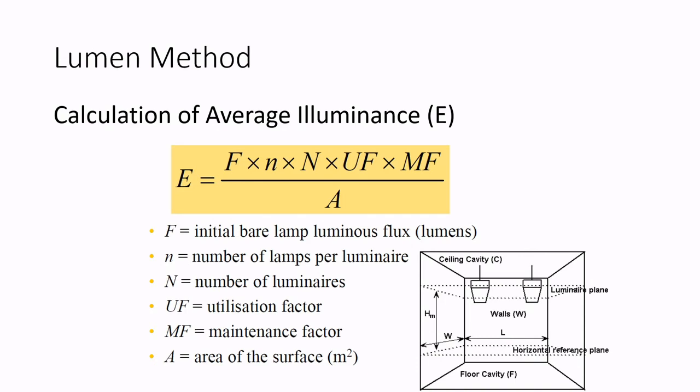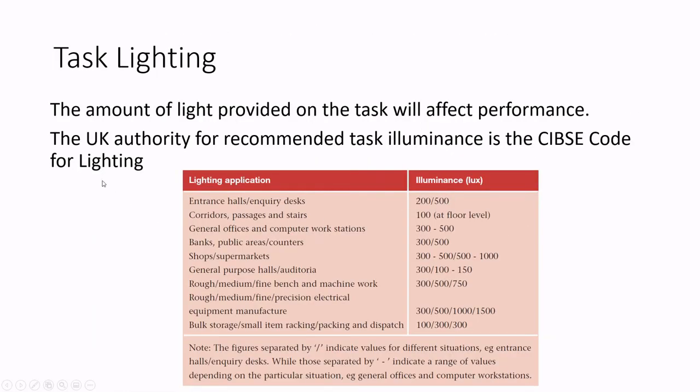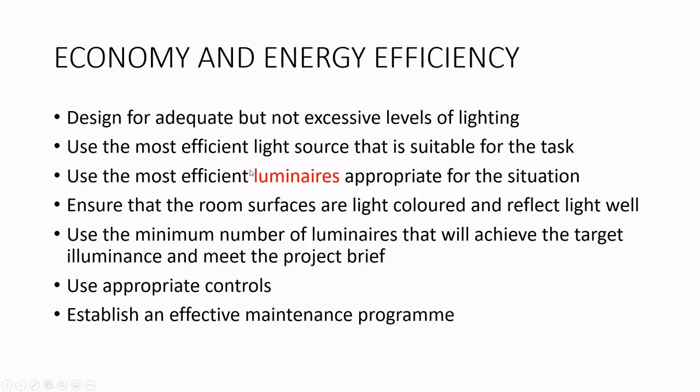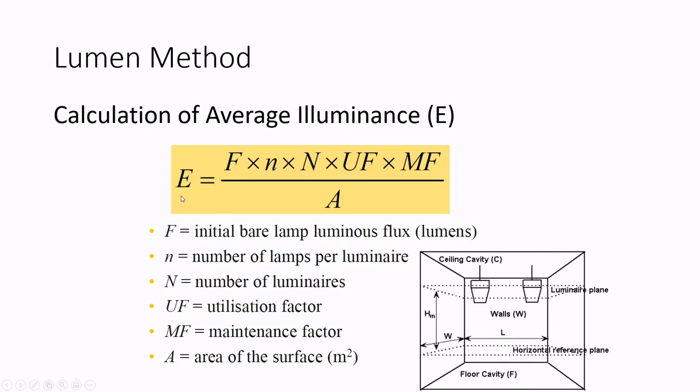But we already know this value. Remember, earlier in task lighting, the CIBSE specified illuminance values for all the applications. So in this equation we know this value. What we don't know are these small n and capital N values. These are the number of lamps per luminaire and the number of luminaires. Number of lamps per luminaire you can select. In this calculation, mainly you are going to calculate the number of luminaires for that room.